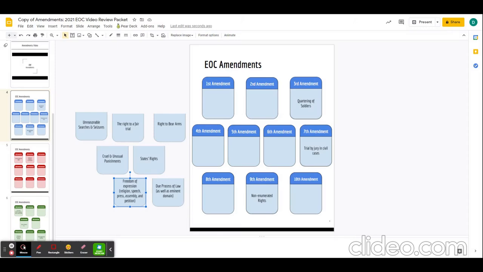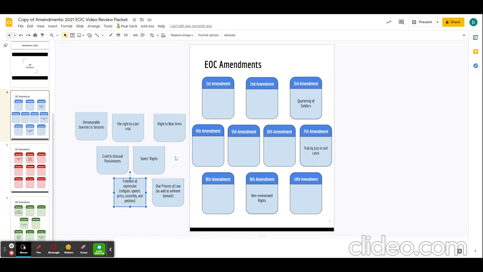Hi guys, today we are going to be reviewing our amendments for our U.S. History EOC STAR Test Review. On the test, you're going to need to remember a lot of the amendments we have studied this year. So we are going to start on slide 4, which has the blue bubbles on it.